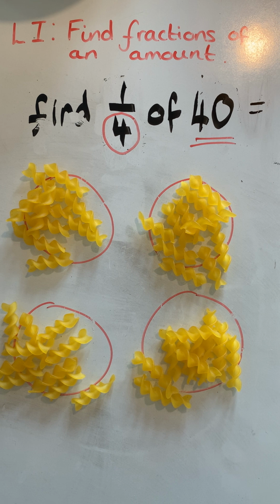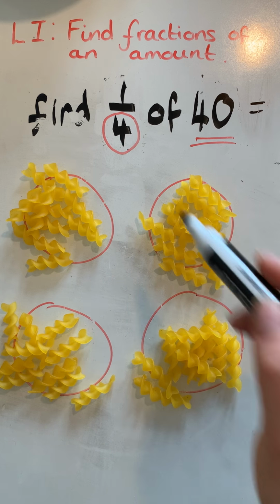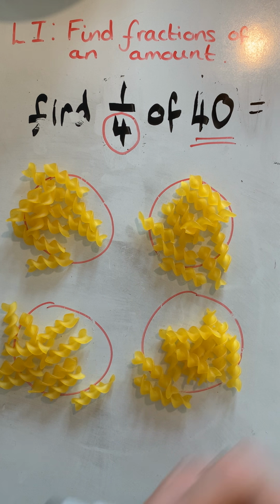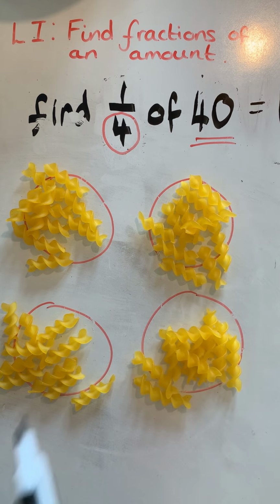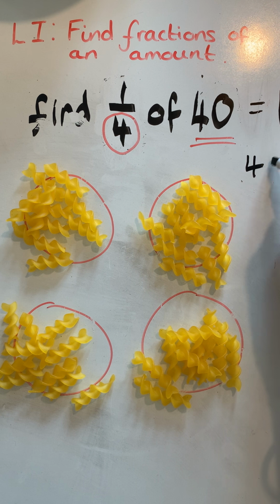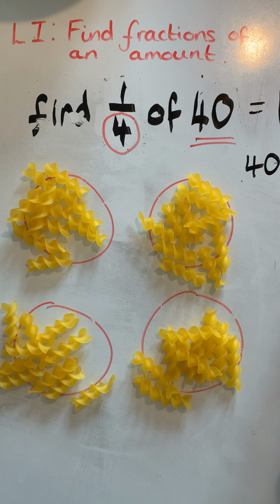So the answer is 1/4 of 40 would be 10, because there's 10 in each group. This question is the same as 40 divided by 4 equals 10. Right, okay, so I hope that you found that video useful.